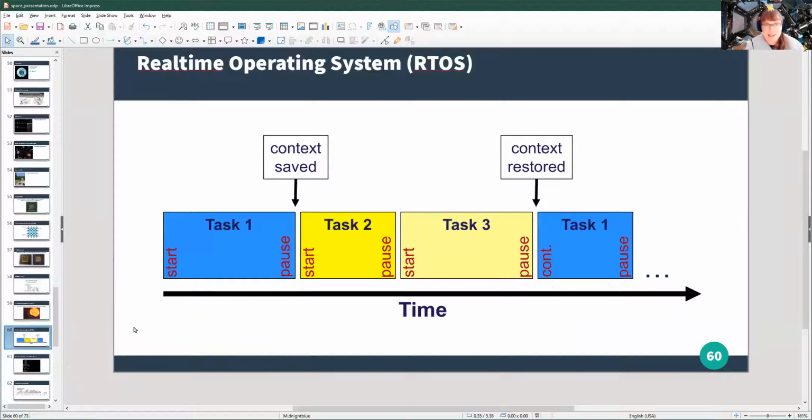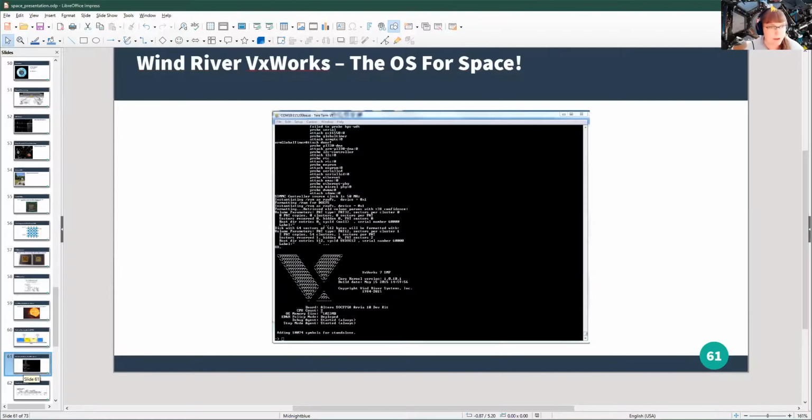What a real-time operating system does is it allows you to specify very specifically when you want programs to run and when you want the background applications to run. And you can set it so that if you have something that's time critical, like a rocket going off, you can do that. The most common one used in space is Wind River VxWorks real-time operating system. This is all over the place in space. If you have a spacecraft, I can assure you, there's about a 90% chance it's running VxWorks.